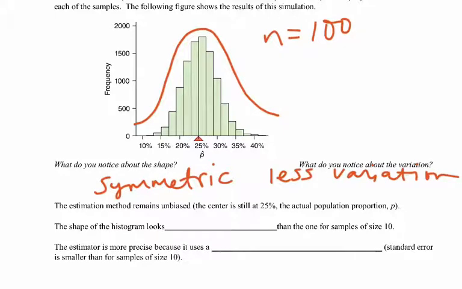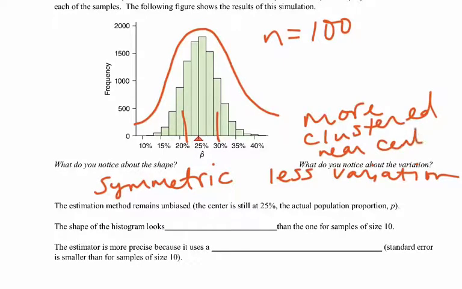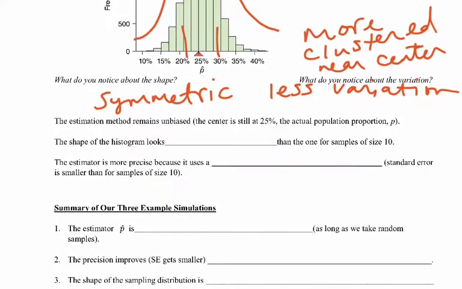And I would say that the graph has more cluster around this center, right? So if the center's at 25% again, there are more clustered values near that center. Okay, and this is really significant stuff. The reason that's happening is because we increased our sample size. The larger the sample size, the closer we're going to get to a normal distribution, and the less variation we're going to have. And that's really what you ultimately want. You want less variation between your samples.